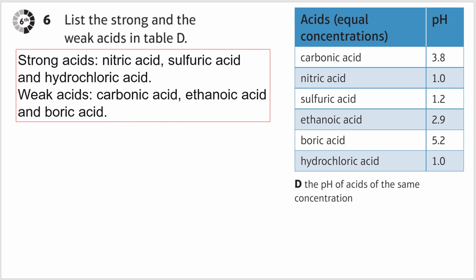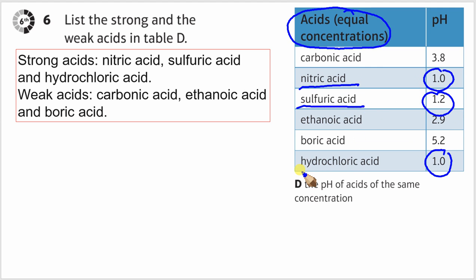In the Edexcel GCSE textbook, they provide us with this table, and importantly they tell us that the acids are all in equal concentration. But when we compare them, we can see that the pH is different. We can identify those acids with a low pH, and these are what we refer to as our strong acids. So these three are strong acids, nitric, sulfuric and hydrochloric, whereas carbonic acid, ethanoic acid and boric acid are weak acids in comparison.